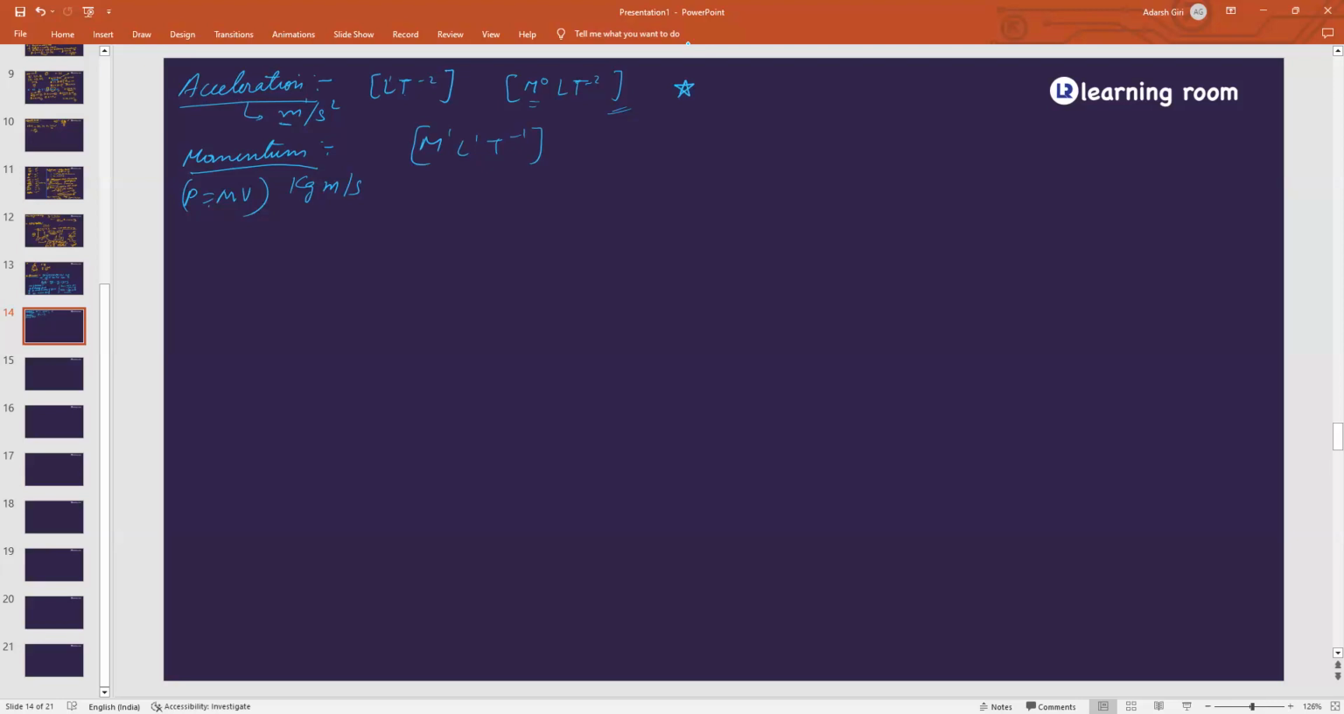Then who will tell me about force? I can see Nivedita next, but I cannot see her actually. Yeah, tell me the dimensions of force, Nivedita. Just a second, are you there? Yes, sir.